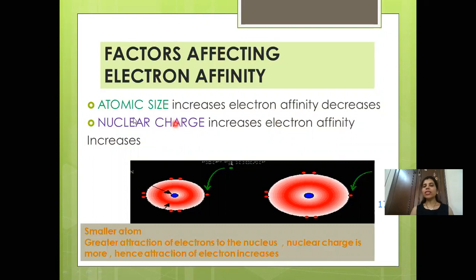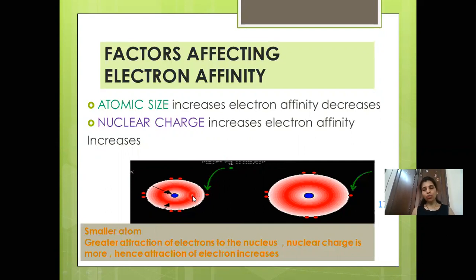So you have to understand that in this picture, the atomic size is less for this one, so electron affinity is more. But nuclear charge is more for this particular atom, so electron affinity increases. But when you are talking about electron affinity in this case, there is one more factor, that is the nuclear pull gets affected. The reason is the atomic size is greater. So then the atomic size will dominate the nuclear charge, and in this case the electron affinity will be greater for the smaller atom. That is what we are going to see in the trend.